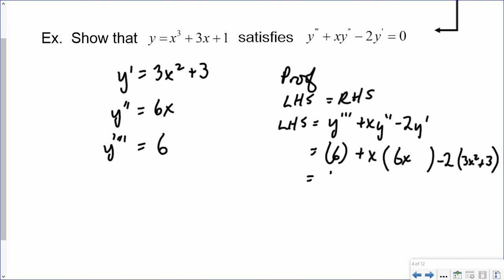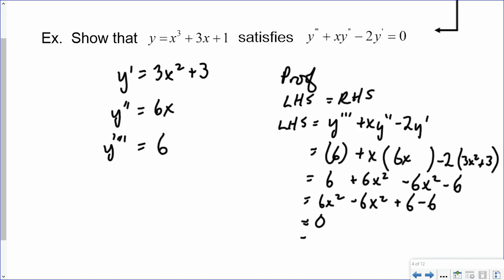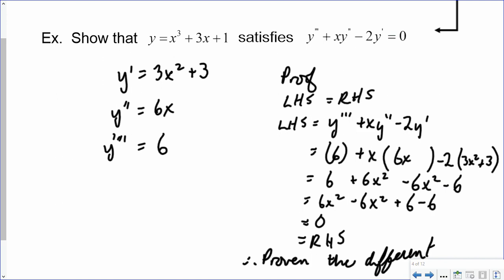Now I just work it out. 6 plus 6x squared minus 6x squared minus 6. It looks like if I collect like terms, 6x squared minus 6x squared, then I've got a plus 6 and a minus 6. All that equals 0, and that's what happens to be my right side. So I've proven the differential equation.